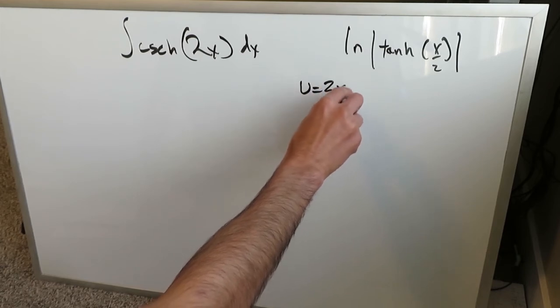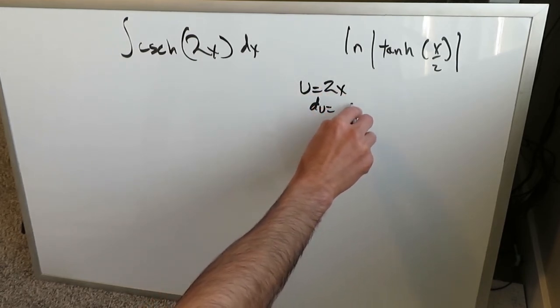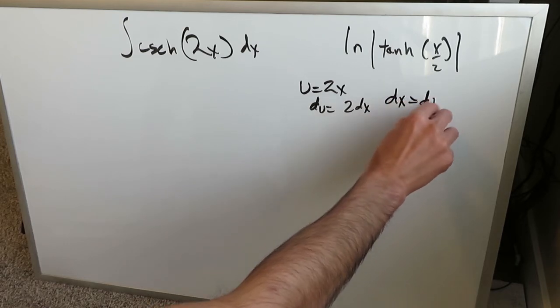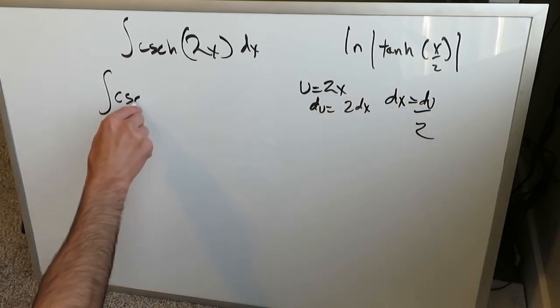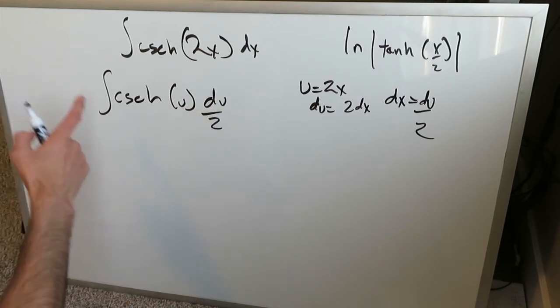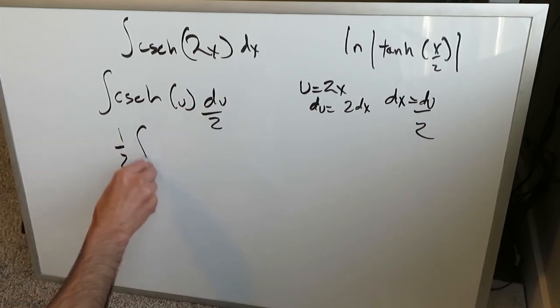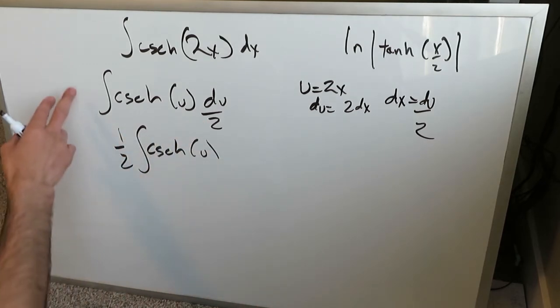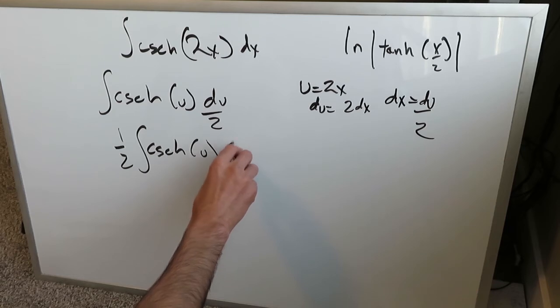u is equal to 2x, then du is equal to 2dx, and dx is equal to du over 2. We have to come over here to this step and plug in the u, and then the du over 2. The over 2 can come out always on the side. It's not a bad idea. Anytime you have a coefficient, you bring it outside, whether it's a derivative or integral question.